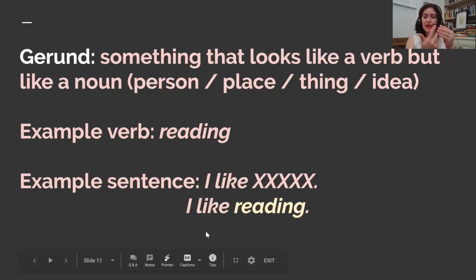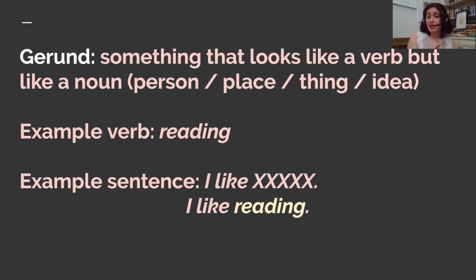I like walking. I like running. But I could also say, I like Paris. I like Madrid. I can replace it with a noun because it's functioning as a noun. In this context, it's functioning as an object in the sentence.